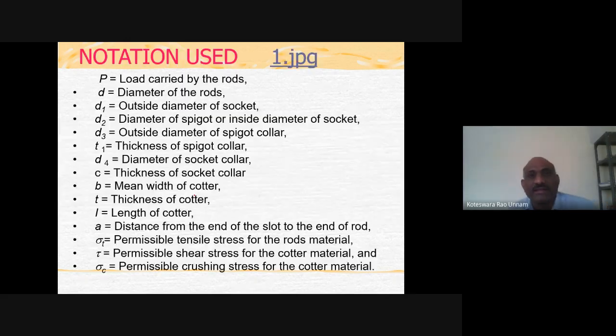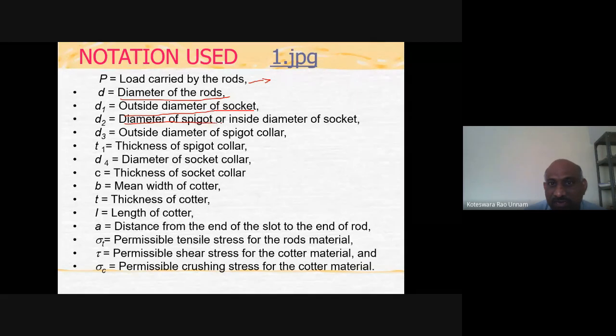Okay, right. So these are the notations we are going to follow for this socket and spigot joint. P is the load carried by the rods, which may be either tensile load or compressive load. Small d is the diameter of the rods. D1 is the outside diameter of the socket. D2 is the diameter of the spigot or the inside diameter of the socket. See, this D2 is the same for both the spigot as well as the socket.